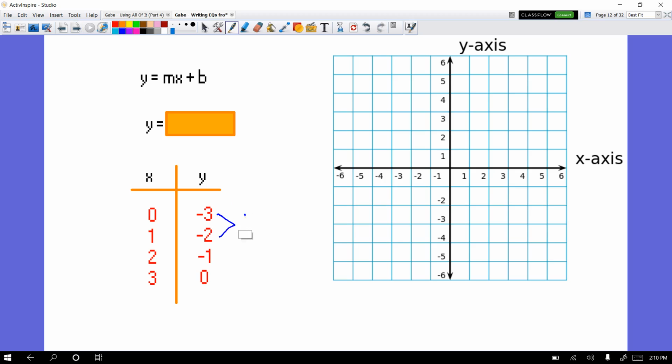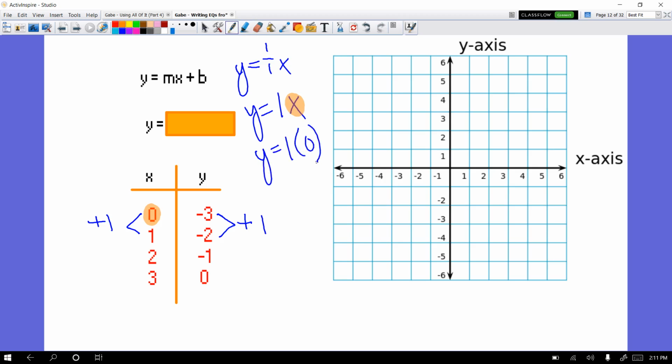Find your change in y, plus 1. Find your change in x, plus 1. Now we've got y equals 1 over 1x. 1 divided by 1 is 1. So I'm going to rewrite that as this. Okay? Now I'm going to pick 0 as my x value. Y equals 1 times 0. What is 1 times 0? 0. Well, how do I go from 0 to negative 3? Because I should have got negative 3. You do minus 3. There's your equation.